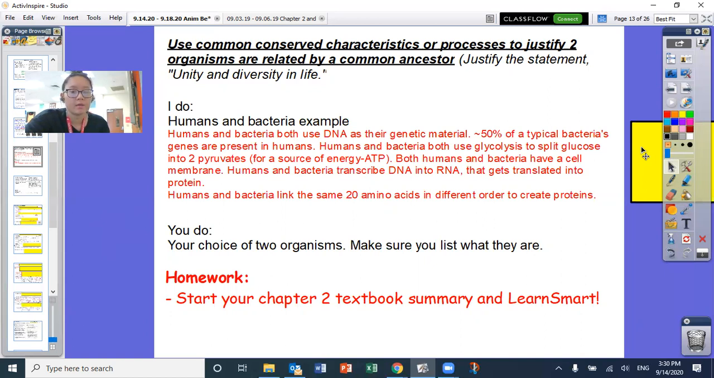Okay, after that, you have a chapter 2 textbook summary and LearnSmart as your homework. It is not due on Friday. It is going to be due the following Tuesday. So you have a little bit longer to go through the material and learn it and answer questions about it. So that's all I have for today.